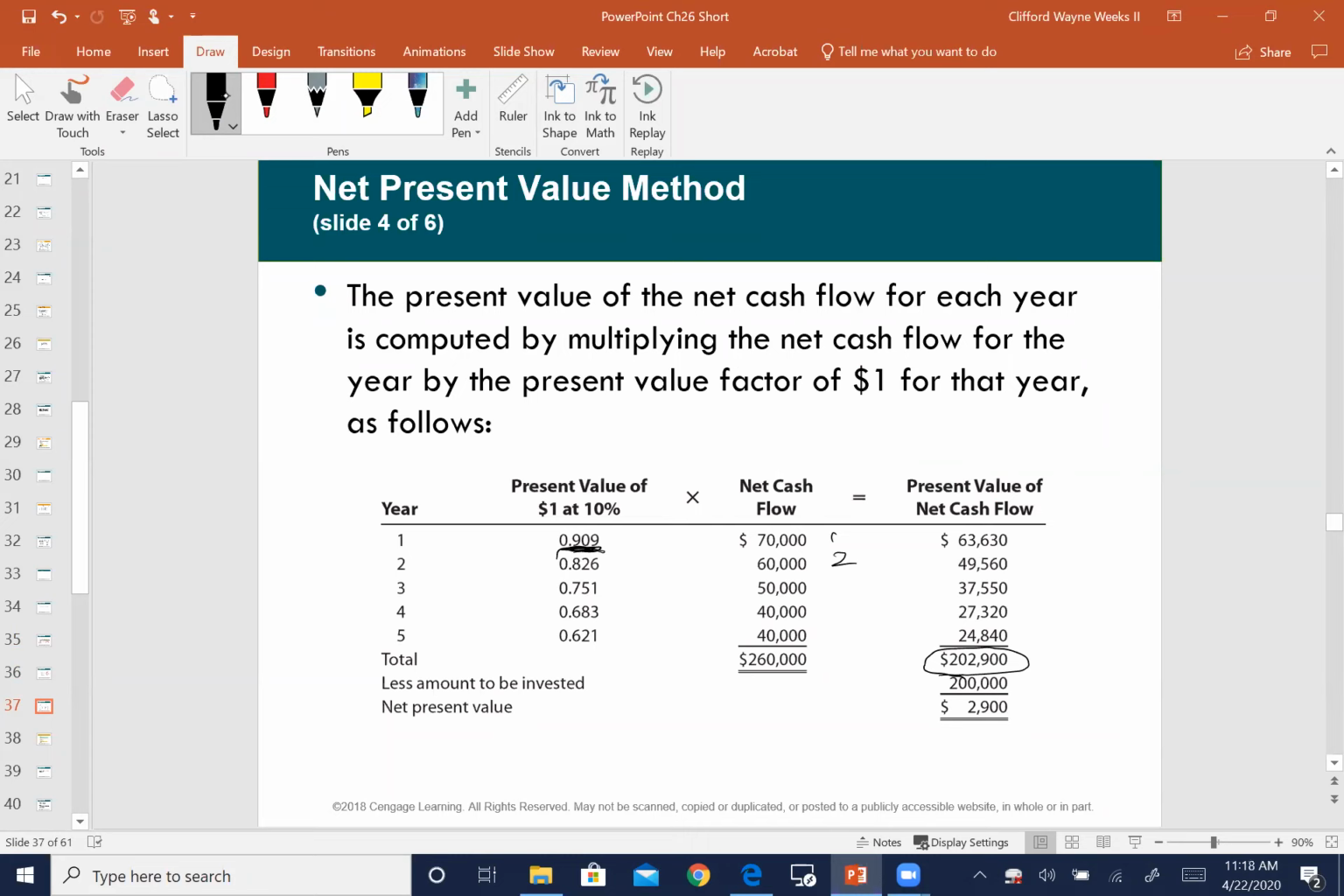202,900. And so we end up with a positive 2,900, and so we're going to accept, because it's positive. And know that this increases the owner's equity by 2,900.